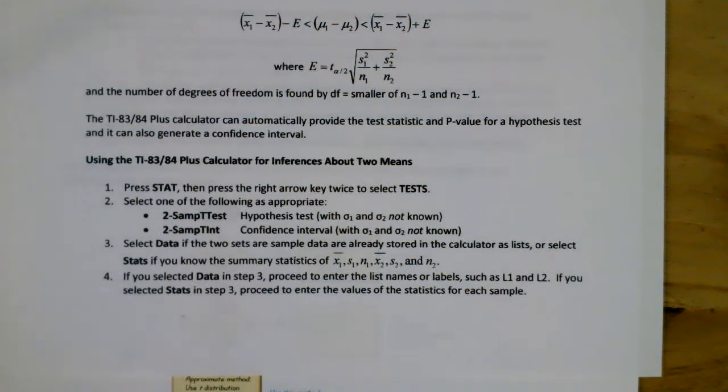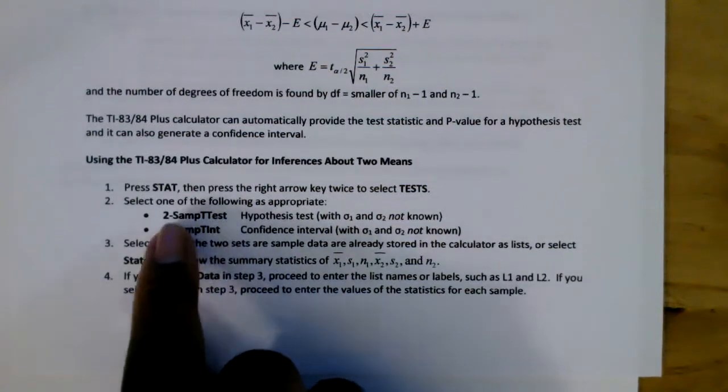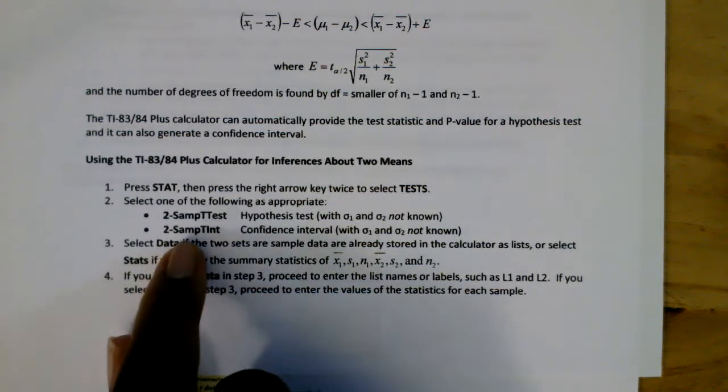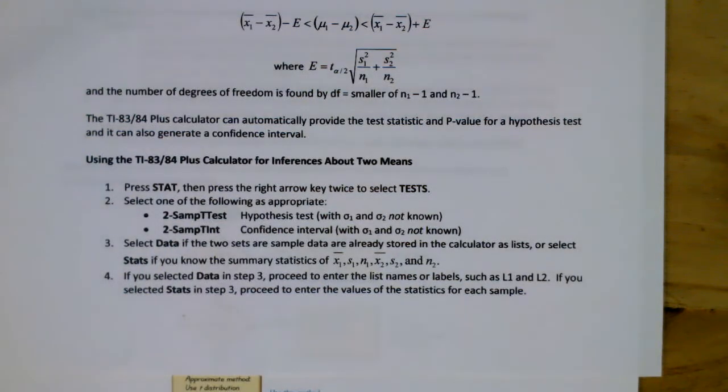You start by pressing the stat key, right arrow over to test. And then number 2, if you're doing a hypothesis test, you want to select two-sample t-test. That's two-sample t-test. And that's where sigma 1 and sigma 2 are not known. But if you're doing a confidence interval, you want to do two-sample t interval. That's two-sample t interval. And that's only for a confidence interval where sigma 1 and sigma 2 are not known as well.